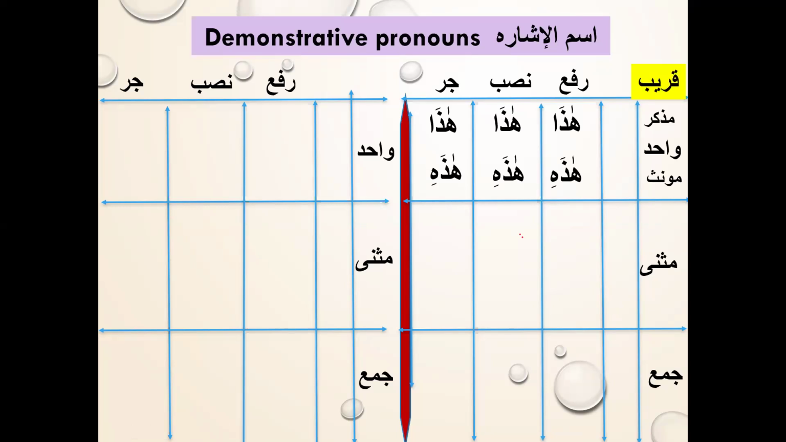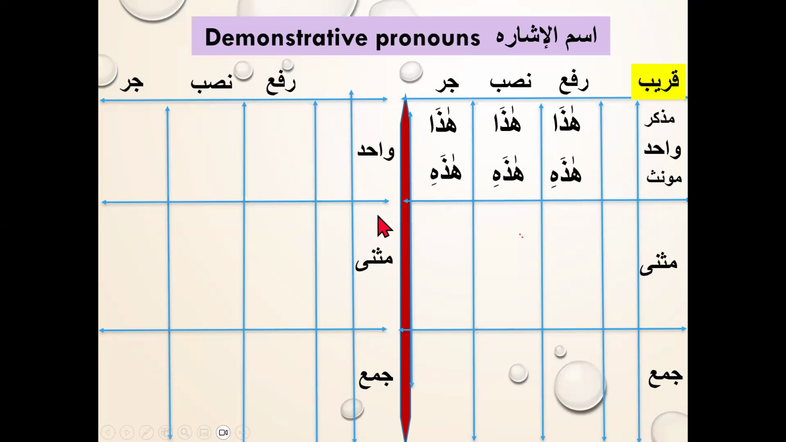We use the same word. If the word "this" is used for the masculine, we use it for the feminine as well. But in Arabic, we have separate words for the masculine and the feminine. So hadhihi will remain the same in all three states, rafa, nasab, and jar. It will not change its i'rab. It will not change its haraka.